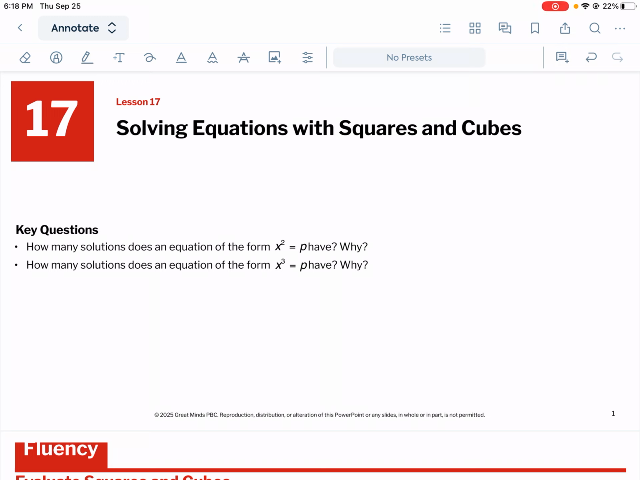Our key question is how many solutions does an equation in the form of x squared equals p have, and why, and then how many solutions does an equation in the form of x cubed equals p have. X squared equals p, make sure you write that down somewhere. X cubed equals p, make sure you write that down somewhere. That is your square value and your cube value formulas from Lesson 16. All they did was put a p on the end. That p is the resulting value after you squared or cubed the number.